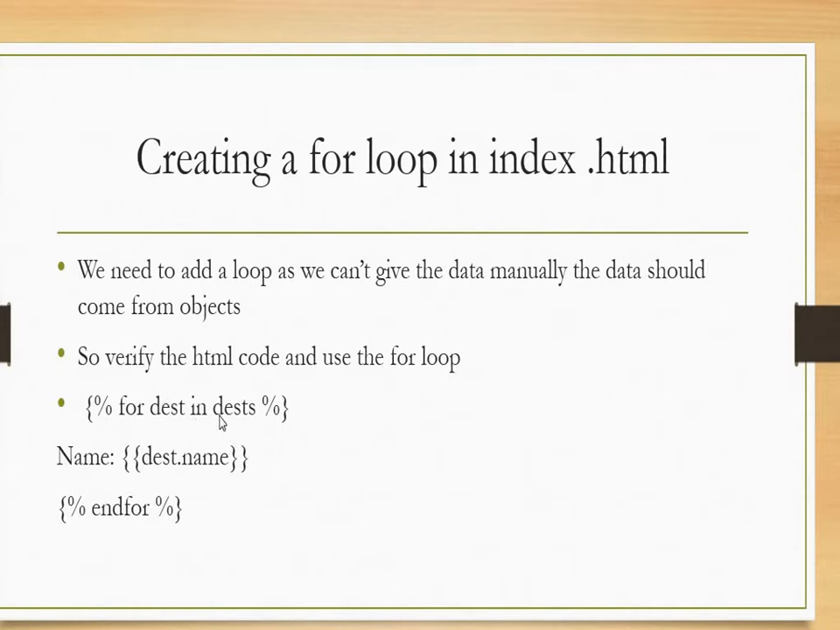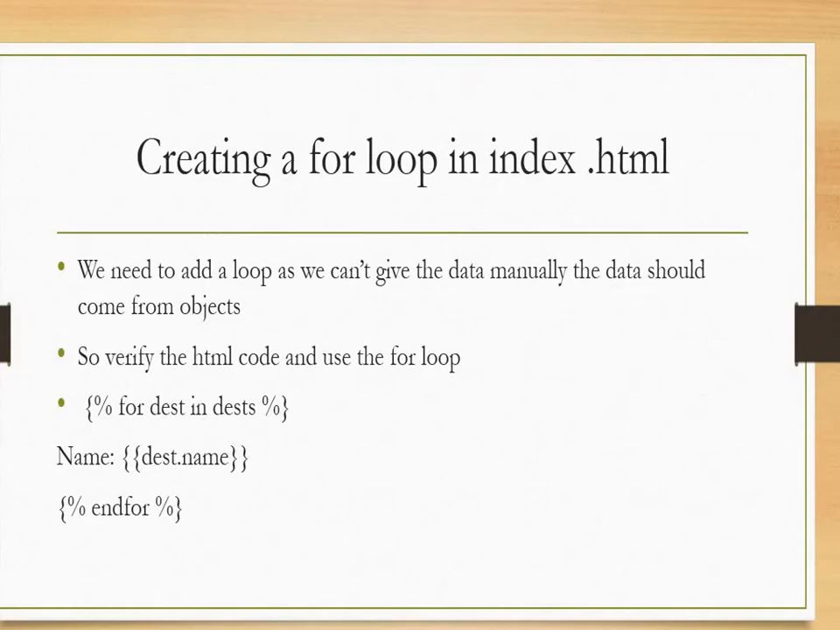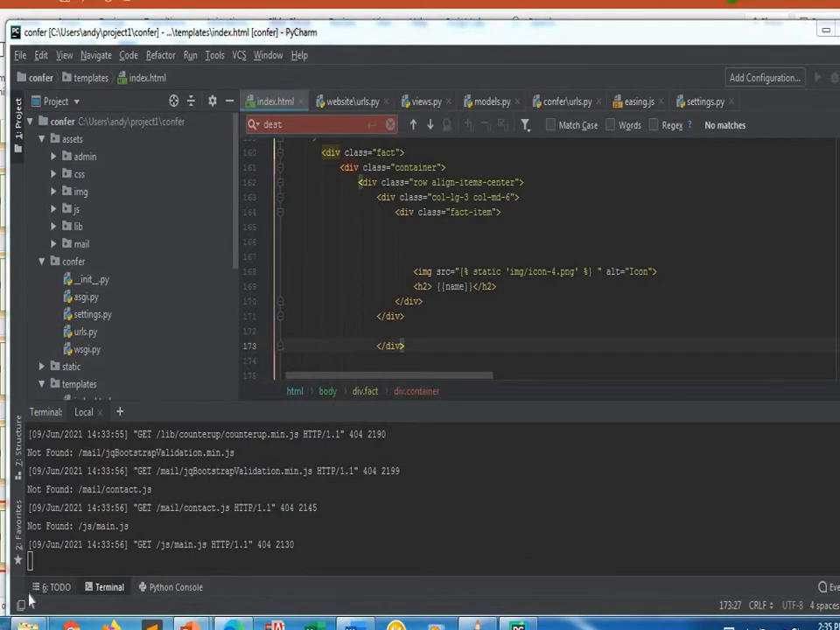For dest in destination dot name, and for loop. So what will it take? It will take all the names and it will end the for loop. Got it? This was about your dynamic content. We will start with the example, that is a practical session.